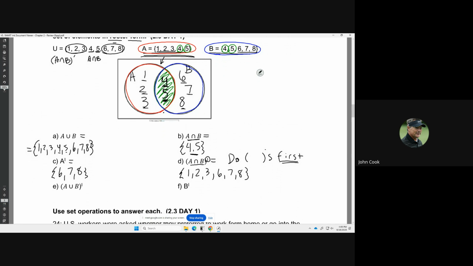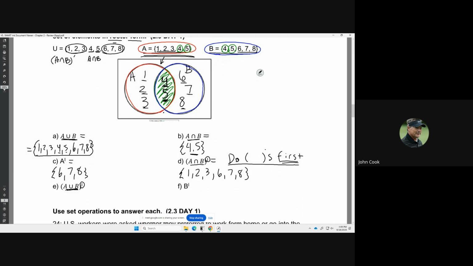Similarly, if I looked at letter E, I notice that there's something in the parentheses, and I've got to do the parentheses part first, right? So let's figure out what that is. So A union B. Wait, I already did that, didn't I, in part A? So it's all these numbers, 1 through 8, basically. So now I've got to do the complement of that.